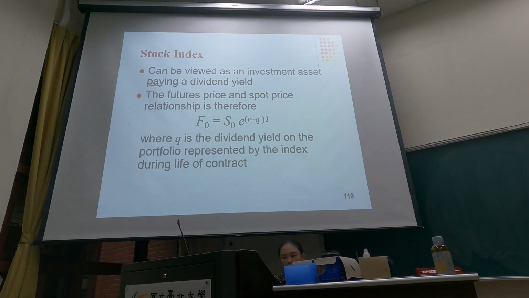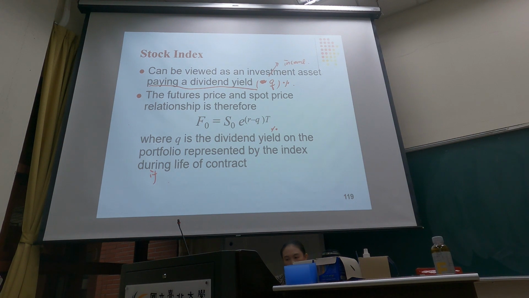Here, dividend yields, we give a symbol minus Q. That's the dividend yield in percentage. So the futures price and stock price relation, we just adjust for these dividend yields. Remember, Q is an income from holding the spot position, so that's why it's a deduction in your pricing model. Q is the dividend yield on the portfolio represented by the index during the life of the contract. Remember, that's in percentage.